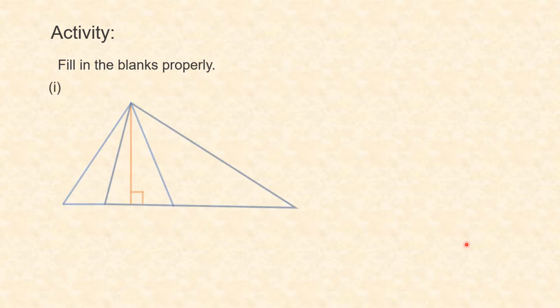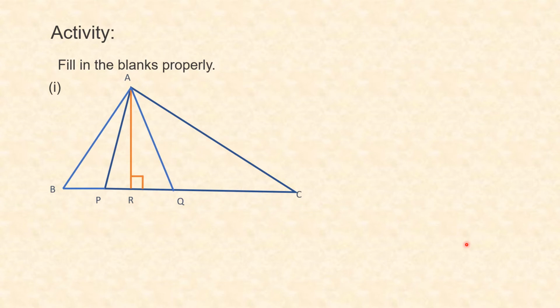First, area of triangle ABC is to area of triangle APQ. Here find out this ratio. In triangle ABC, BC is the base and AR is the height. And in triangle APQ, PQ is the base and AR is the height.